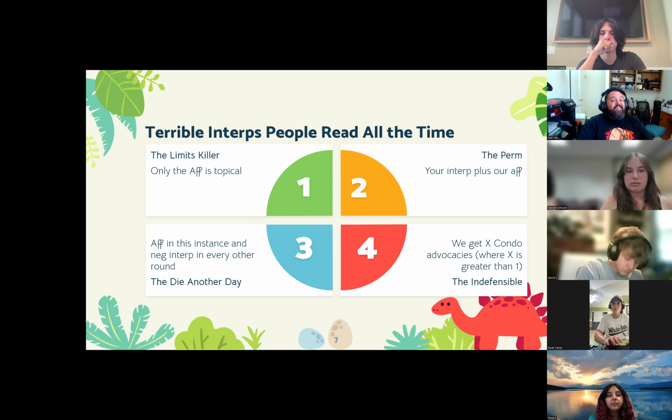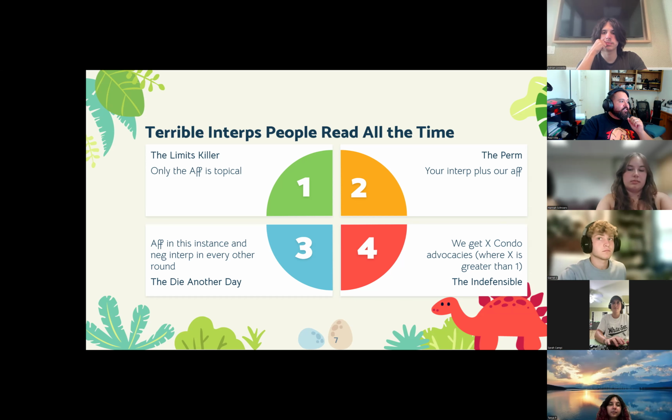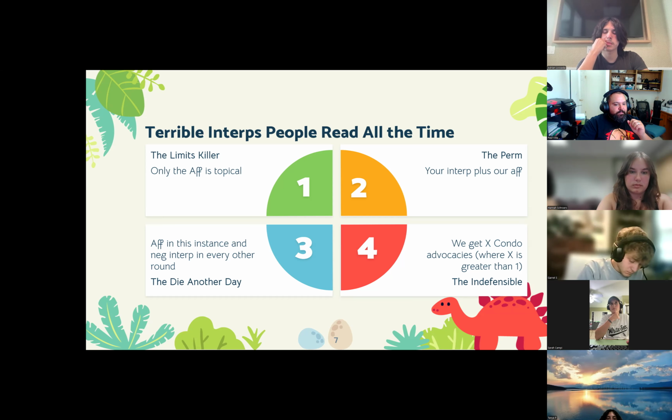Number 3, AF in this instance, this is the die another day. AF in this instance and neg interpretation in every other round. So their interpretation is like we get to read the AF in this round, and in every other round, your interpretation that says you have to be topical, et cetera, should be the one we use. This is basically where people go, well, they're trying to flip it on your head and say now you need to win that in this particular instance, it's necessary for us to do this thing because all those other rounds will solve. Any problems with that? Why does that seem silly?